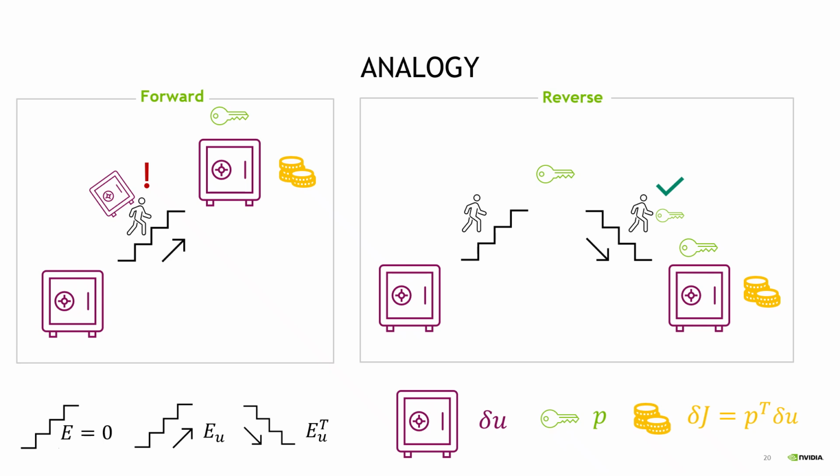And so going up the stairs is solving the linear system, the forward system. Going down the stairs is to solve the adjoint system. Your safe is the delta U, which is big if you have a lot of controls. And the adjoint is very lightweight. It's a key. And of course, the cost is the gold, which here is more like the benefit. But anyway, this is kind of a fun example to keep in mind.